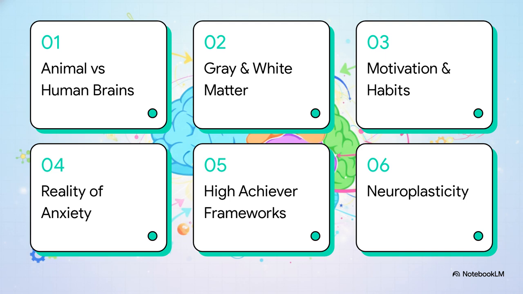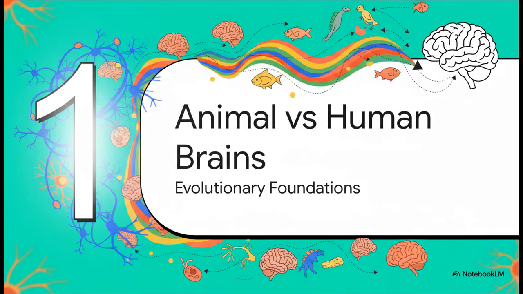We're going to cover animal versus human brains, gray and white matter, motivation and habits, the biological reality of anxiety, high achiever frameworks, and finally, neuroplasticity. All right, let's dive right into Section 1, Animal versus Human Brains, focusing on our evolutionary foundations.